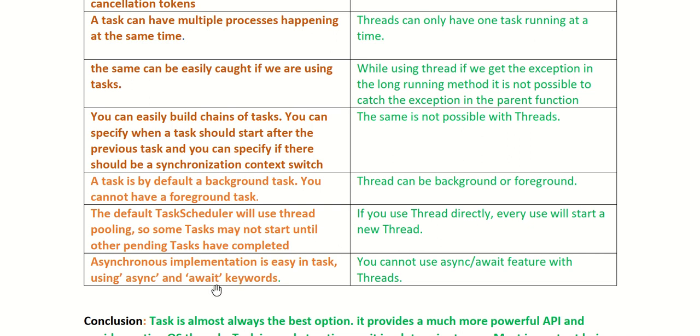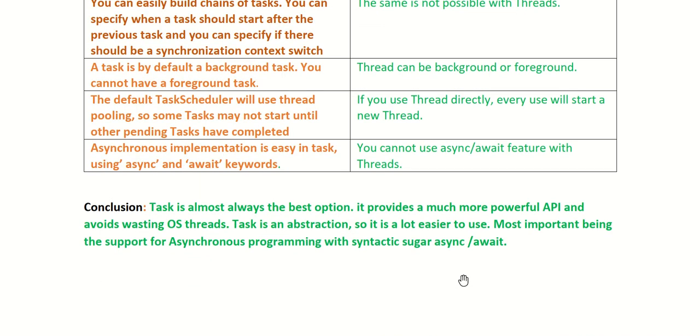Asynchronous implementation is easy in task. Do remember, this is a very important point. You can perform asynchronous programming in C sharp using tasks only. The async await keywords can only be used with tasks, but you can't do the same thing with threads in C sharp. So the async await feature cannot be used with threads. These are the main differences.